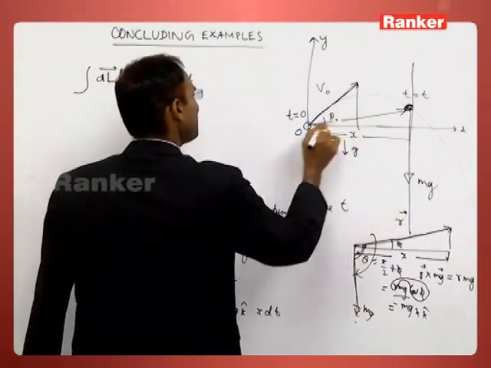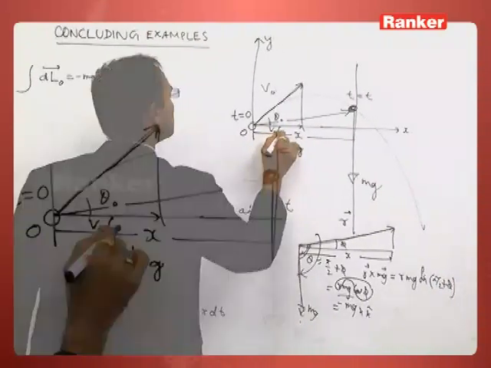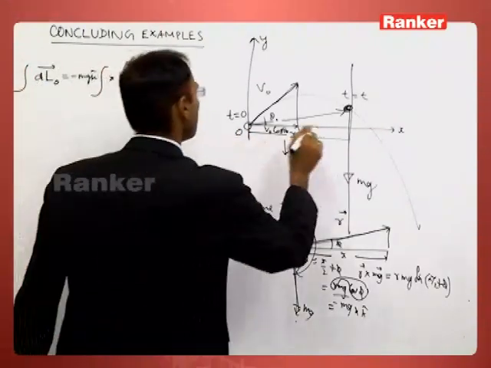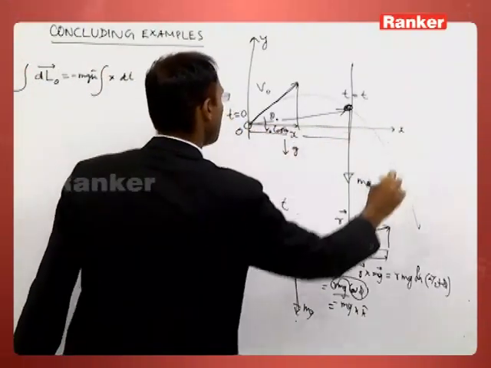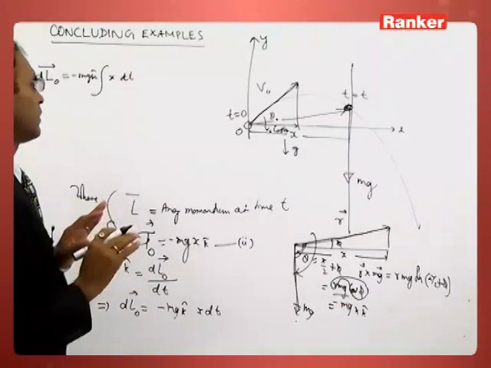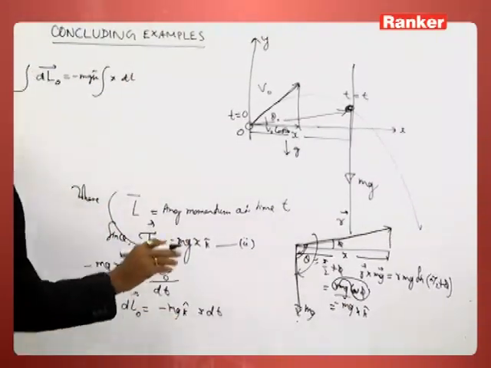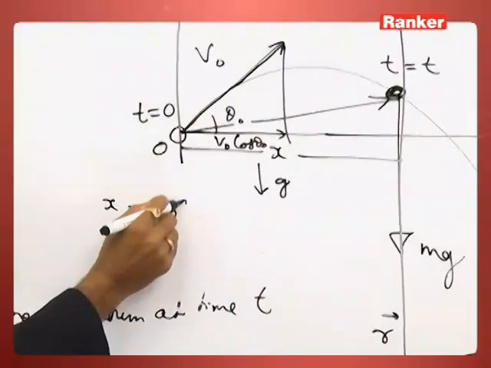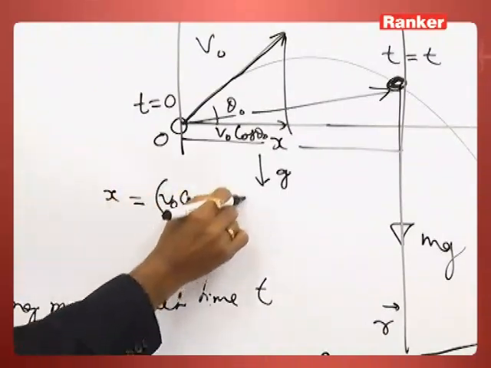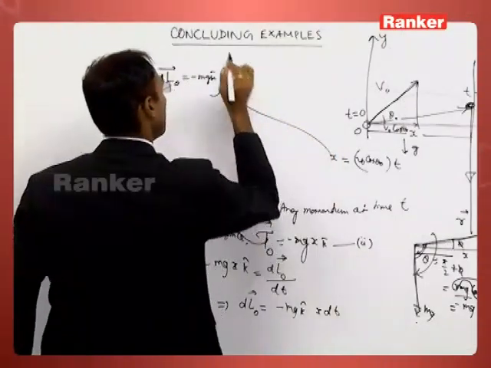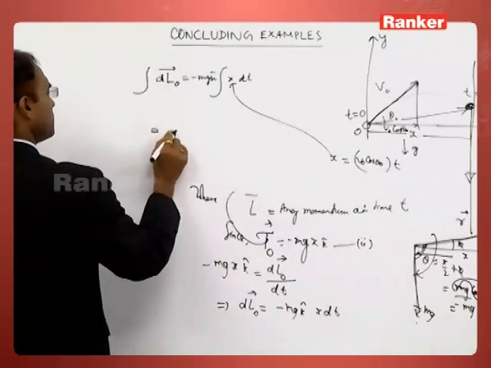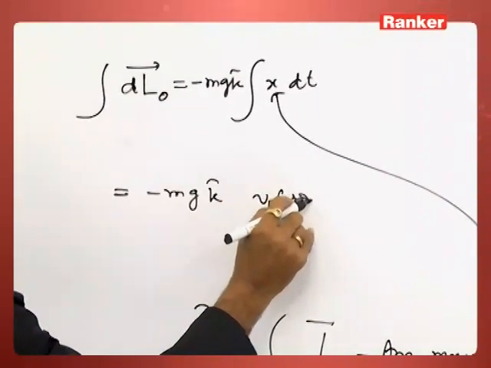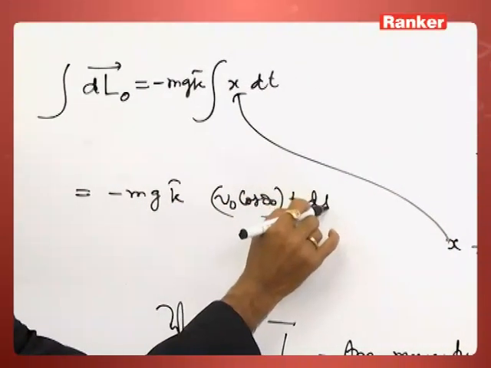We know that the horizontal component of the velocity of this particle remains conserved because there is no force acting along the horizontal direction, assuming no air resistance or any viscous force. Therefore, x is equal to v naught cos theta naught into t. Substitute here. This will give us mg k cap v naught cos theta naught t dt.